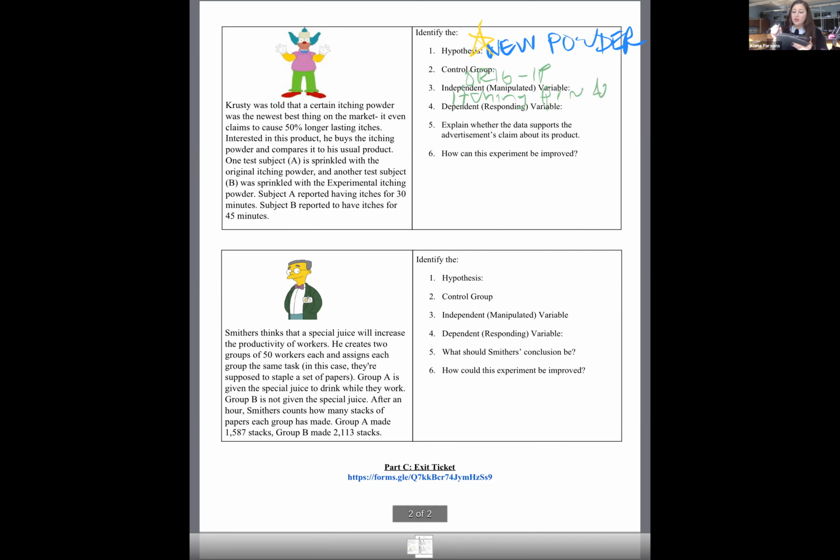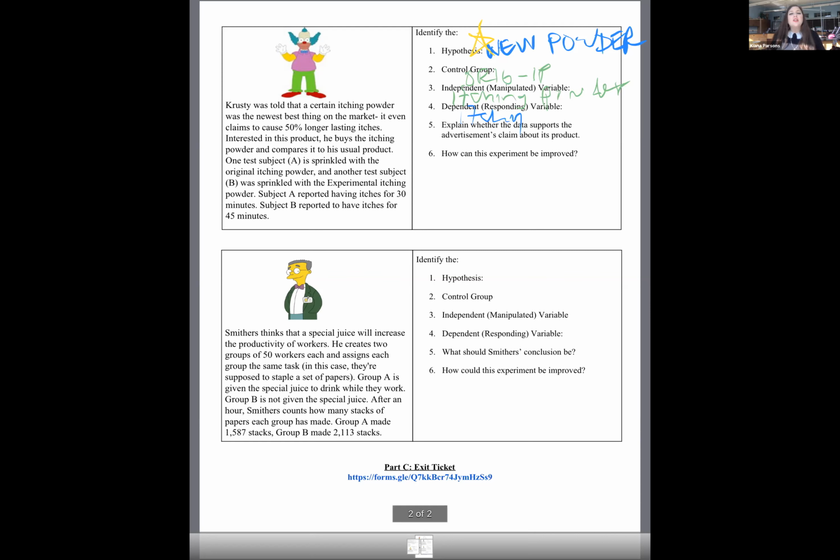And the dependent or responding variable, the effect from that cause of having itching powder applied onto you, is how long being itchy. Explain whether the data supports the advertisement's claim about its product. So now let's take a look at the data.